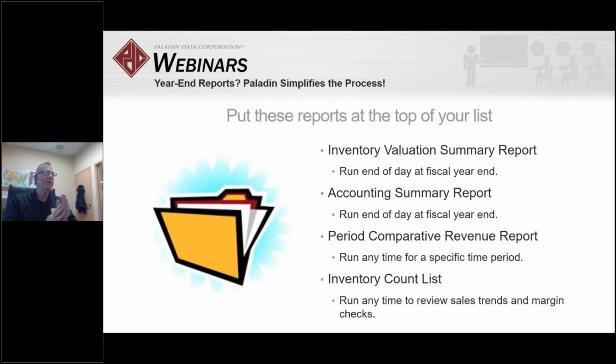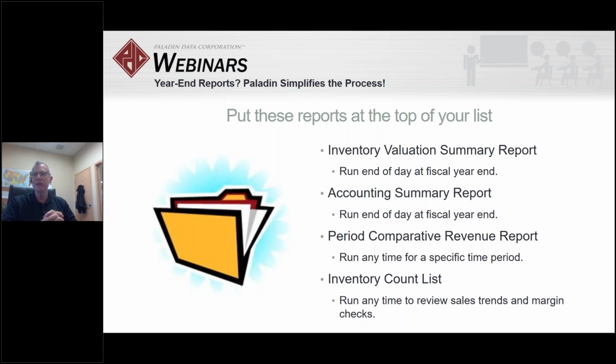So what are some of the reports that you should be interested in running on a regular basis? I think it's important to run the inventory evaluation summary report for a number of reasons. You can run this report on the last day of your fiscal year end, or you can run it anytime. You can run it right now. It's no skin off your back. It doesn't do anything. There's no batching required with Paladin. As you know, it's all real-time dynamic information.